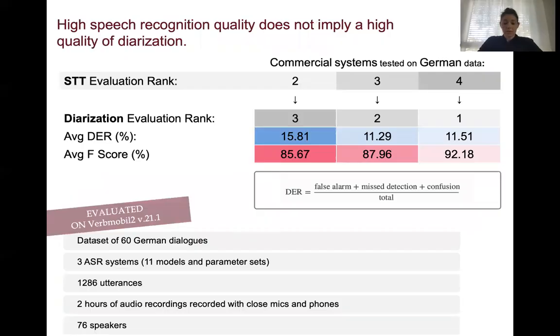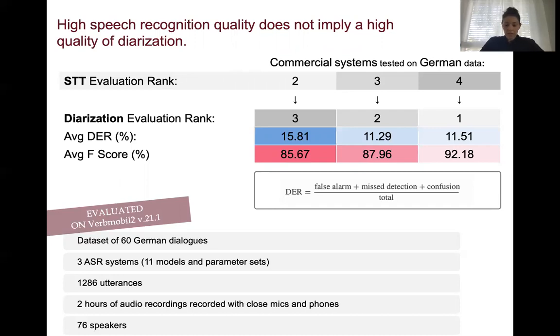We performed an experiment on German data. Spinning Byte is working on a product for interview transcription for the German language. And we are trying to figure out what would be the best system to integrate in the product. We investigated the best performing systems from our STT evaluation. We took 60 German dialogues and performed diarization with these tools. Then we calculated average diarization error rate and segmentation F-score for each system.